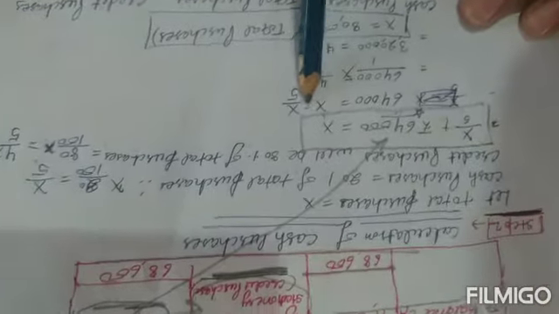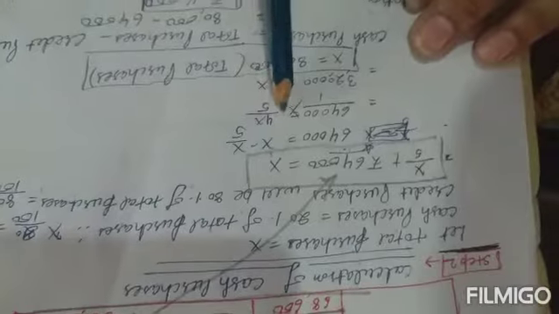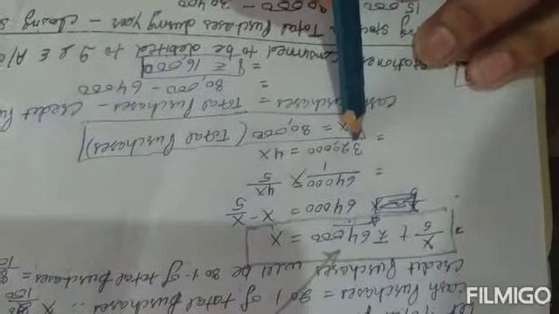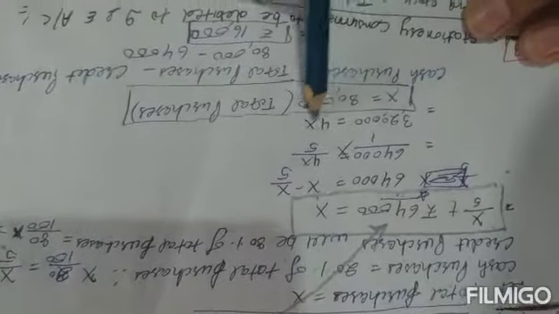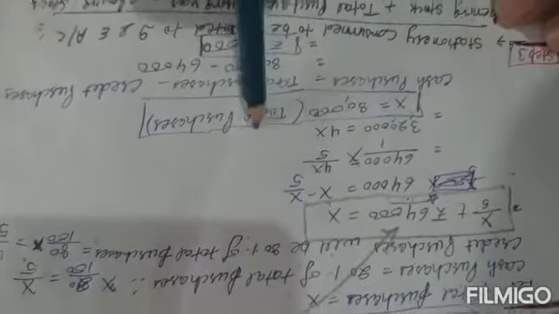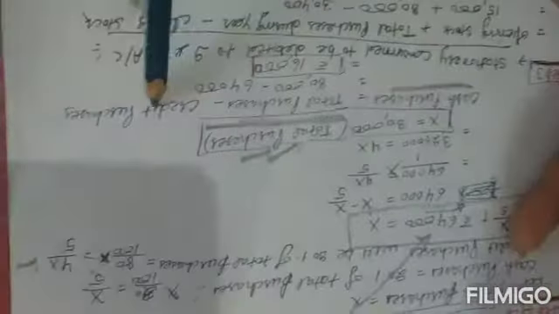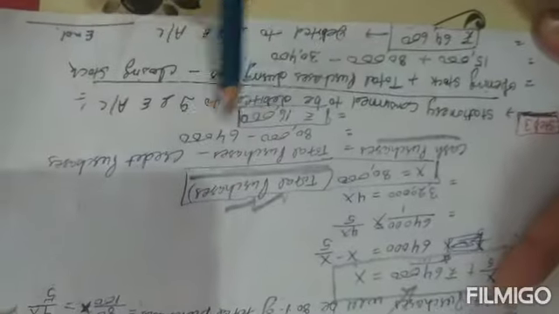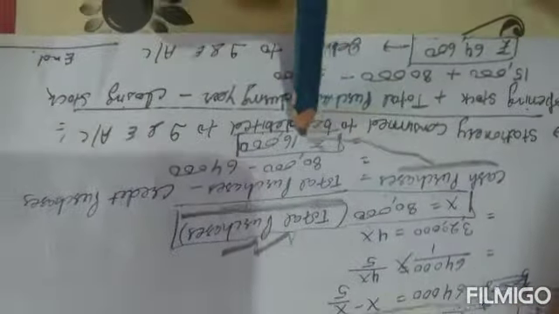We'll get the value of X by solving this equation. 64,000 is equal to X minus X by 5. 64,000 is equal to 4X by 5. We will cross multiply and we'll get 3,20,000 is equal to 4X. The value of X will be 80,000. That is the total purchase. Total purchase means cash purchase plus credit purchase, and we want to know the cash purchase. The formula will be total purchase minus credit purchase: 80,000 minus 64,000, and the cash purchase will be 16,000. So we have solved the second point also.